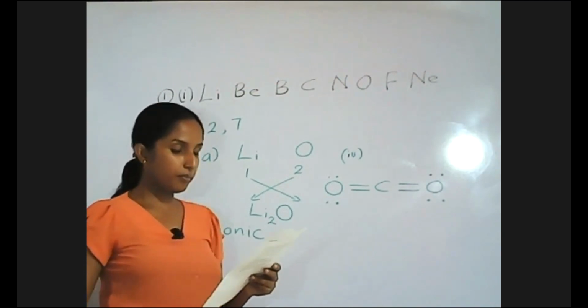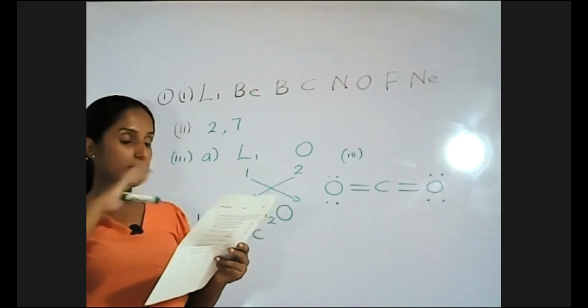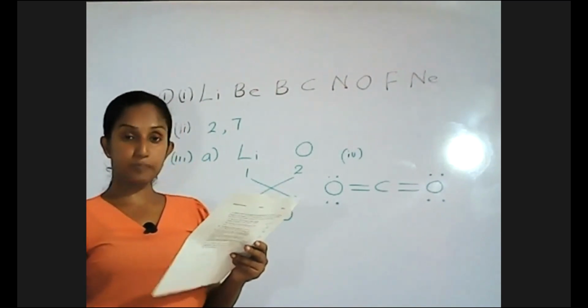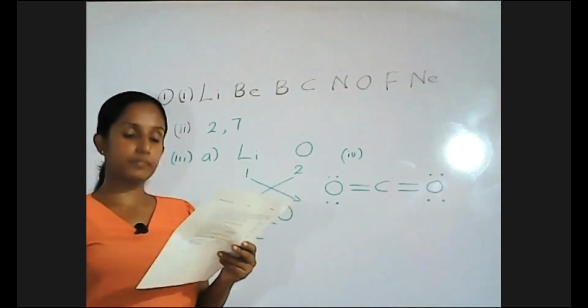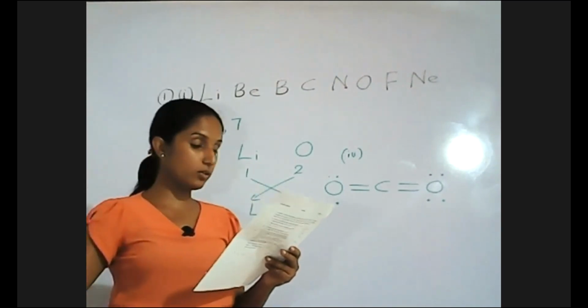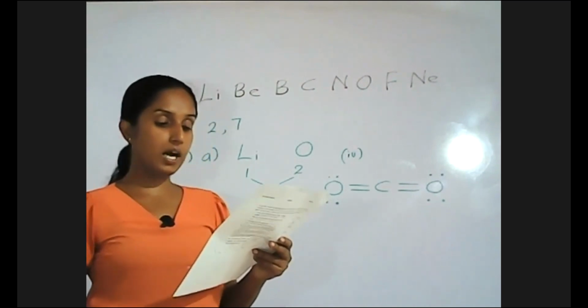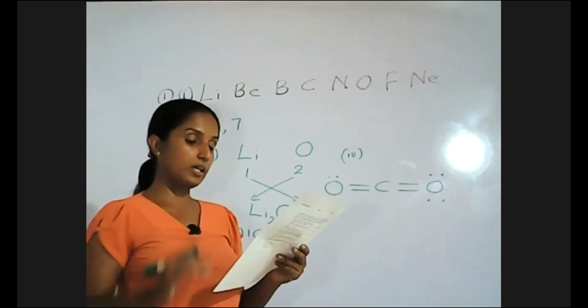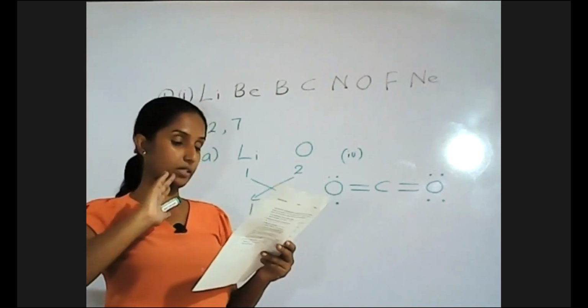Sixth one: from the elements in this period, that means the second period, write respectively the element which has the lowest first ionization energy, and the element which has the highest electronegativity. Lowest first ionization and the highest electronegativity.